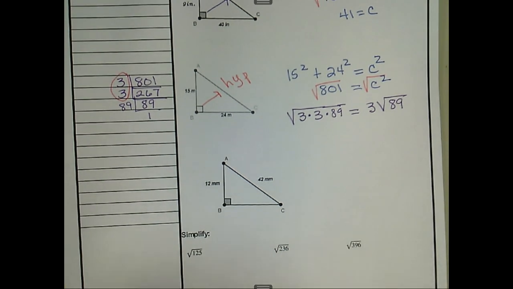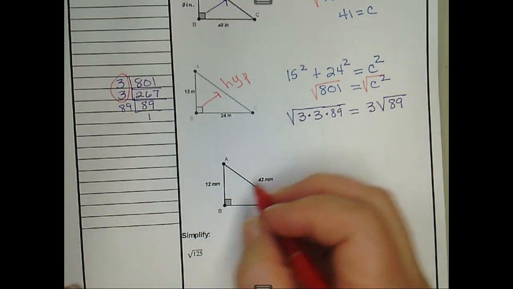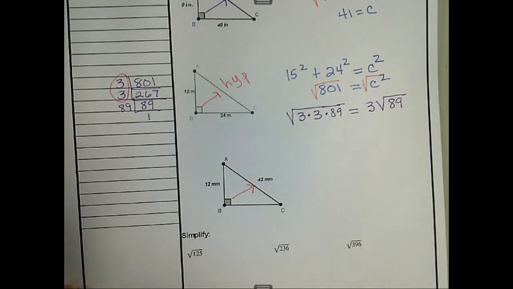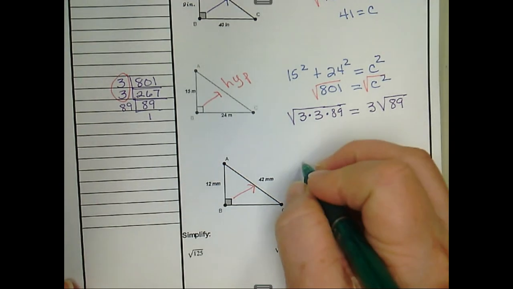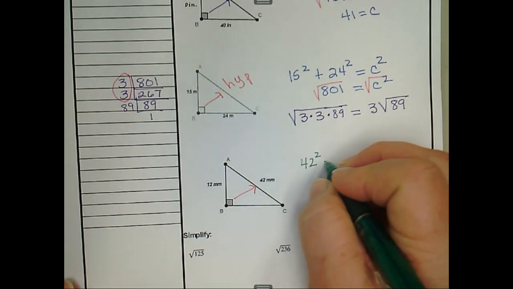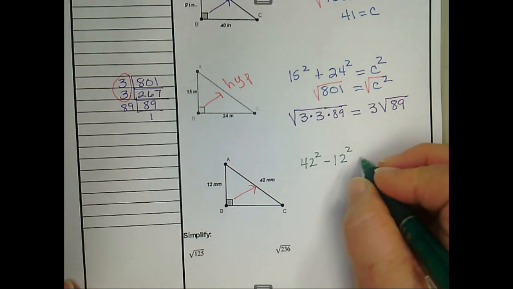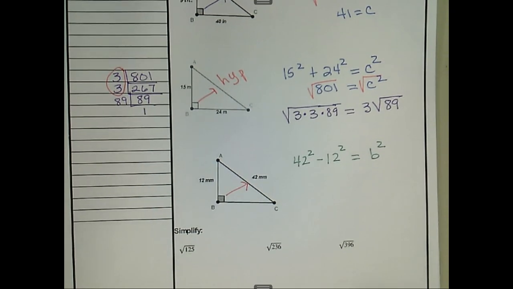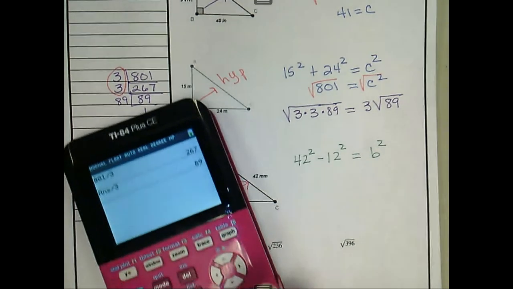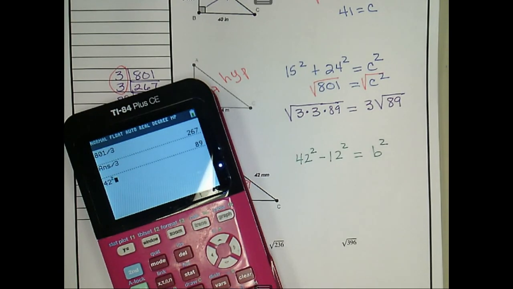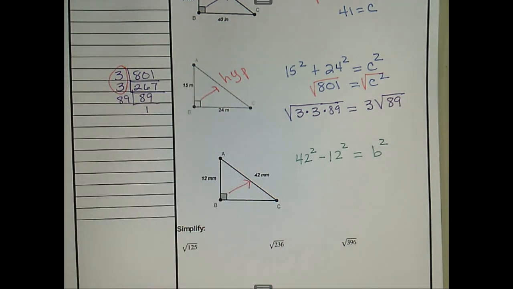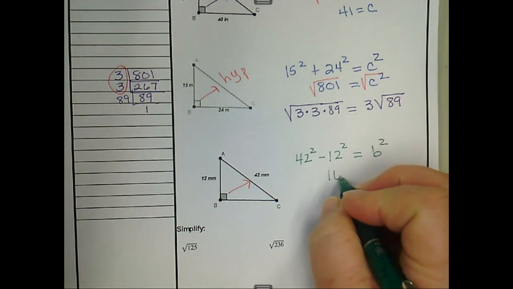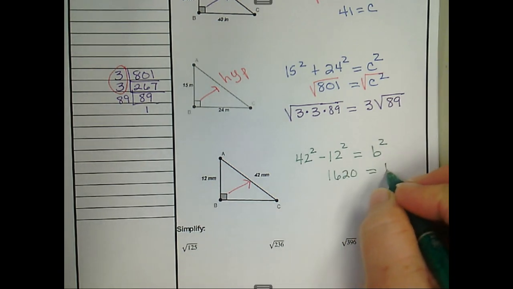Okay, let's look at the last one. The last one, we know the hypotenuse and a leg. That means we will be subtracting. So this gives us 42 squared minus 12 squared is equal to b squared. I could have called it a squared. It doesn't matter. Let's look at the numbers. 42 squared minus 12 squared, 1,620 is equal to b squared.